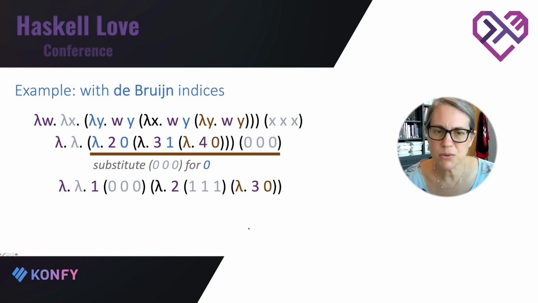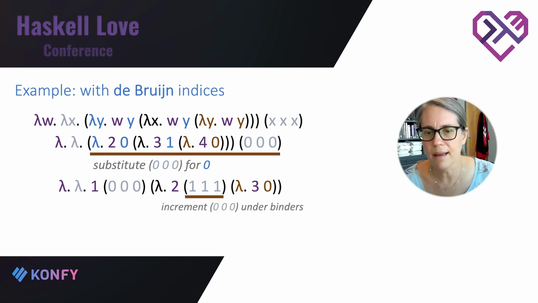Now you can see two things that happened when I did this normalization. One thing is that for the second occurrence, I had to increment all the zeros in the term I'm substituting in, because I went under a binder. So it started out as 0, 0, 0, and it turned into 0, 0, 1. This was one of the things I had to do while implementing substitution with de Bruijn indices.